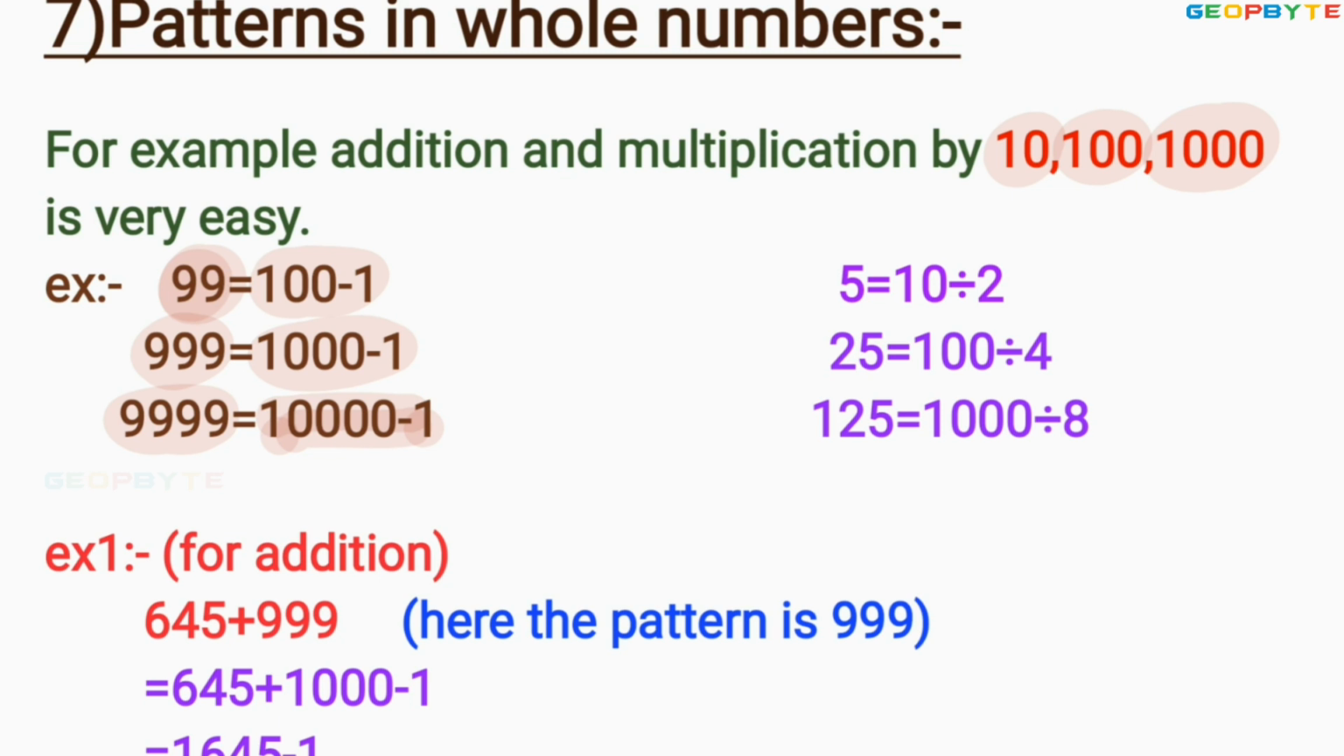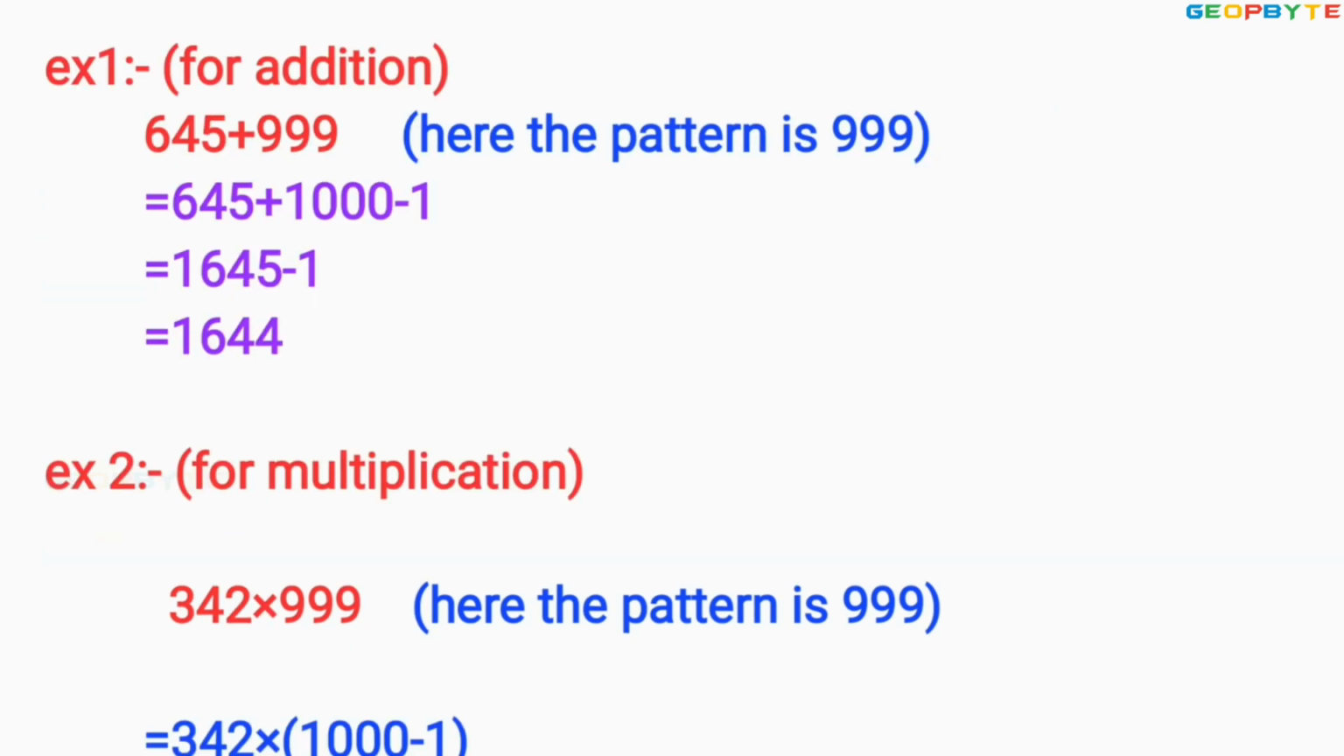Similarly, for division, 5 can be written as 10 divided by 2. 25 can be written as 100 divided by 4. 125 can be written as 1000 divided by 8. Now let us take the pattern for addition. Look at the example.